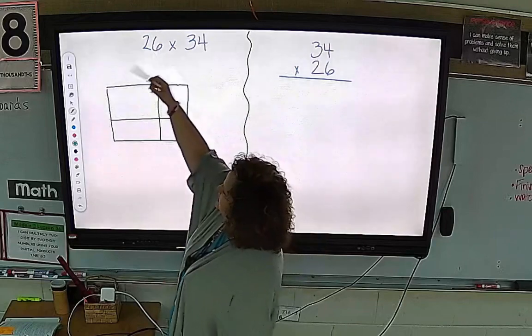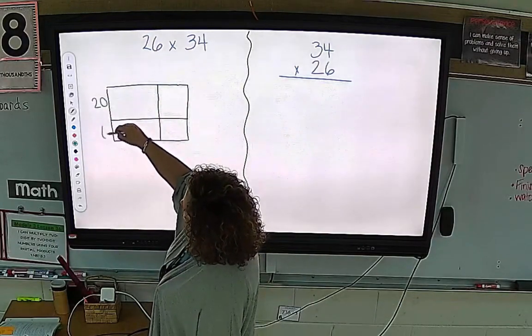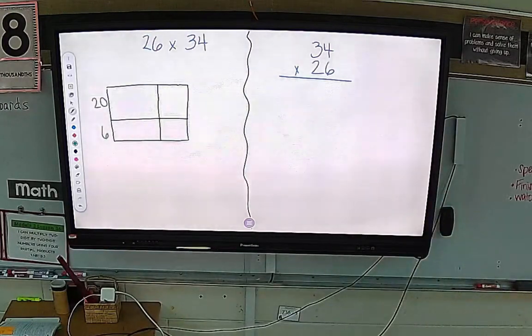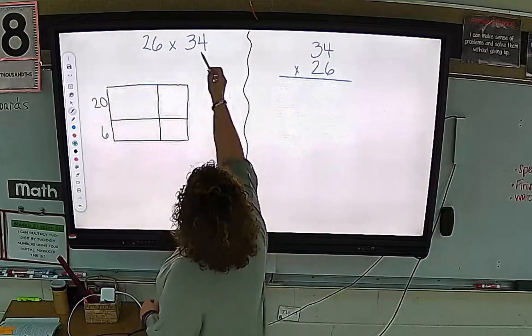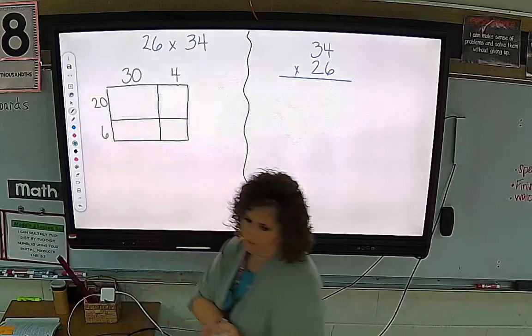All right, we're going to take 26 and we're going to put it over here. But we're pulling it apart: 20 and 6. Okay, if you don't have room to write on the side, you're going to need to make room. I would erase that and scoot it over just a little bit. 34: 30 and 4.